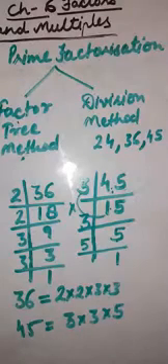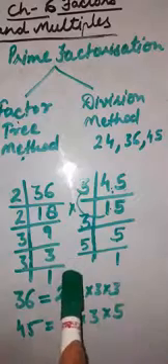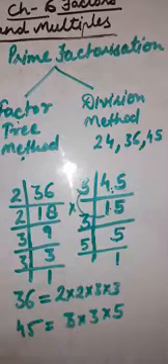So this is the division method. In this way you can find out the prime factorization by division method. Right, children? Is it clear to everyone?